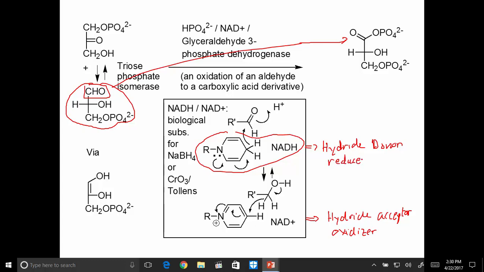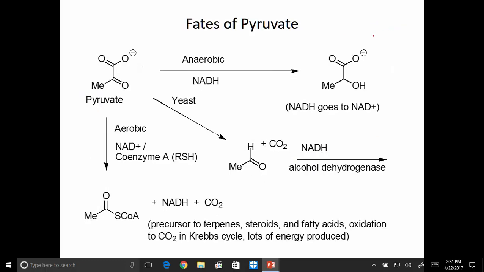cofactor along with glyceraldehyde 3-phosphate dehydrogenase turns glyceraldehyde into this, I guess, glyceric acid. I don't know the name of that compound, but it's not the final step here. Okay, so we're going to turn this into this, and now this is going to oxidize again to pyruvate. Pyruvate can reduce with NADH to give you the lactate.